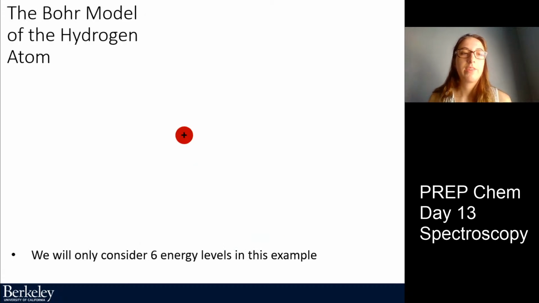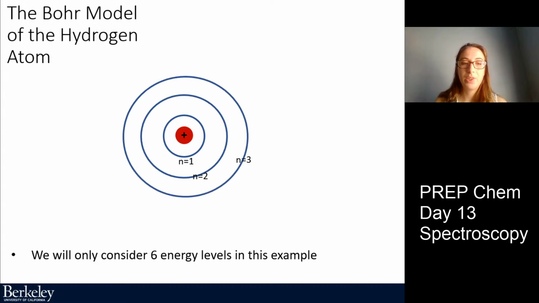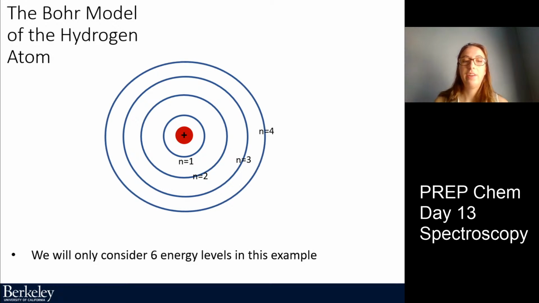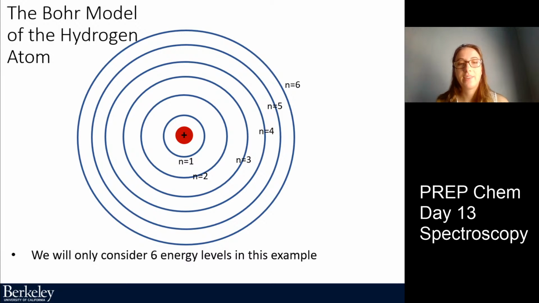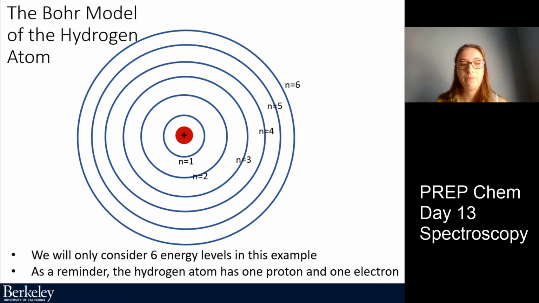Okay, so now we're going to look specifically at the Bohr model of the hydrogen atom. So to calculate the spectra, we need to consider 6 different energy levels. So we have n equals 1, that by definition is closest to the nucleus, and it is at the lowest energy. Then we have n equals 2, n equals 3, n equals 4, n equals 5, all the way out to n equals 6. So these are the ones that are going to be important for us today to do our calculation.